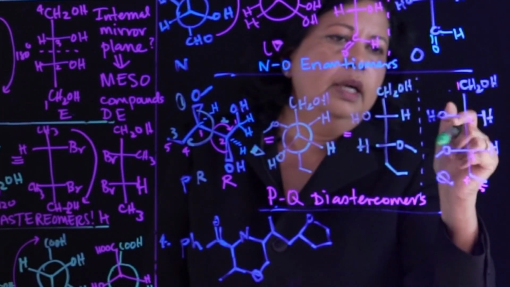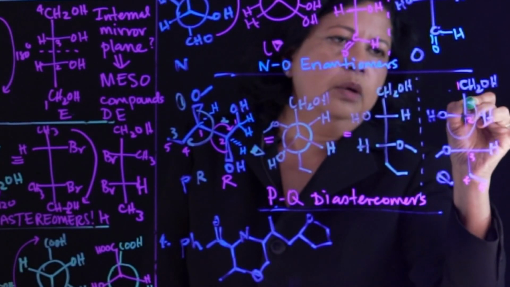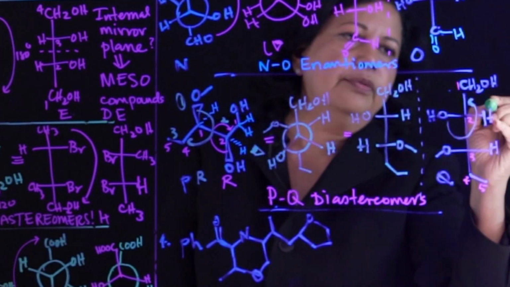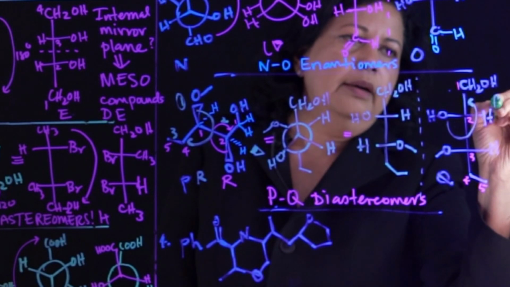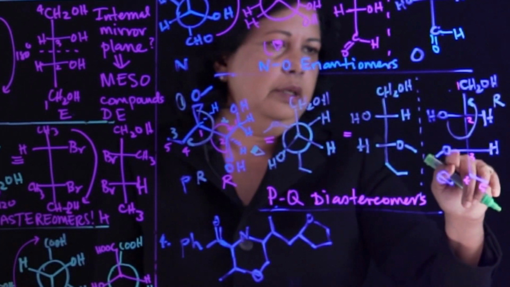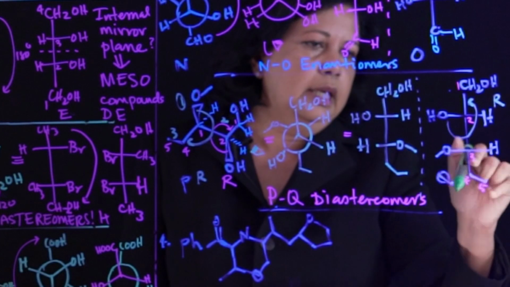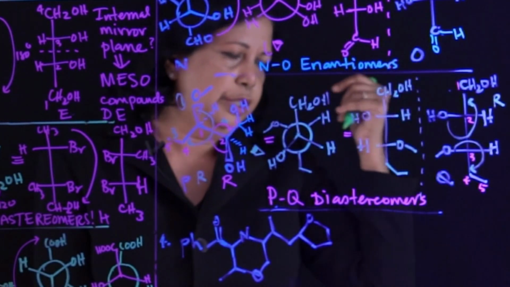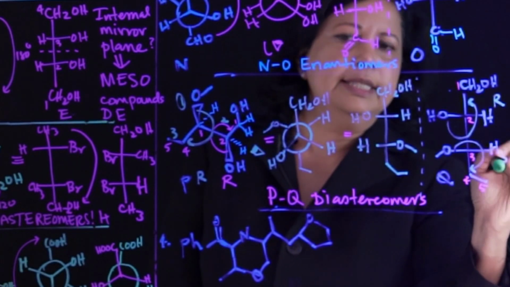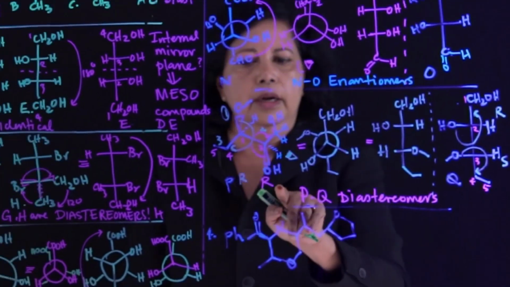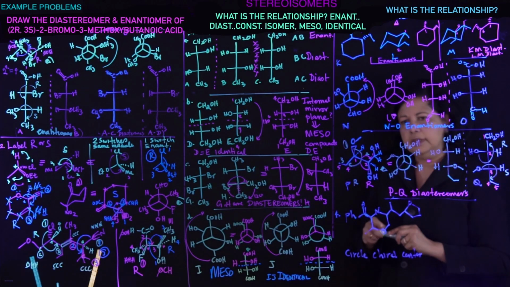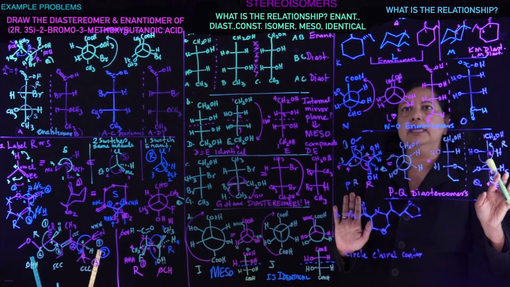So here's 1, 2, 3 counterclockwise with hydrogen on a wedge. Therefore, this is going to be an R. Over here, 1, 2, 3 clockwise with hydrogen on a wedge coming out at you. Therefore, it's going to be an S. R, S, R, R. Therefore, they're diastereomers. That would save a lot of time if you want to just label it and do it.